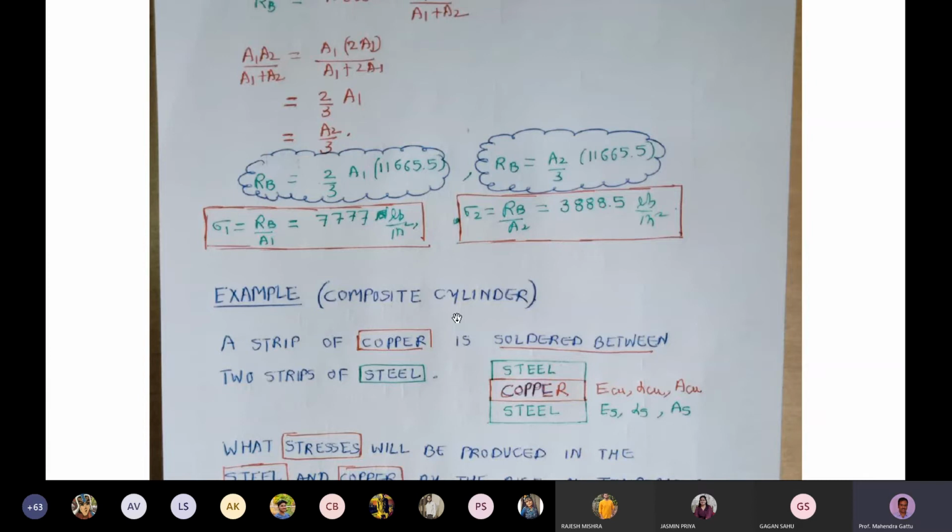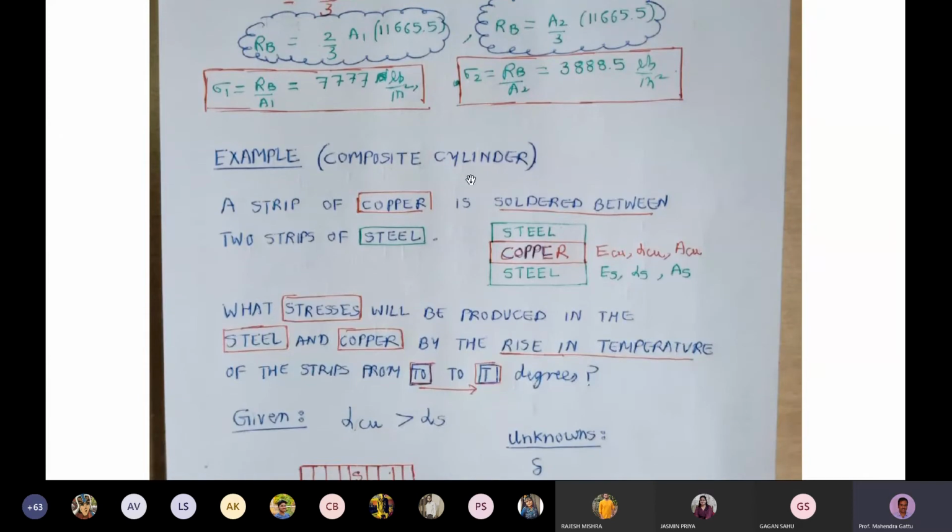Actually, this problem we can treat as a composite cylinder, or we can treat it as a copper strip soldered between two steel strips. So we can imagine this to be a rectangular steel strip, and this to be a rectangular steel strip, and the copper strip is in between these two strips.